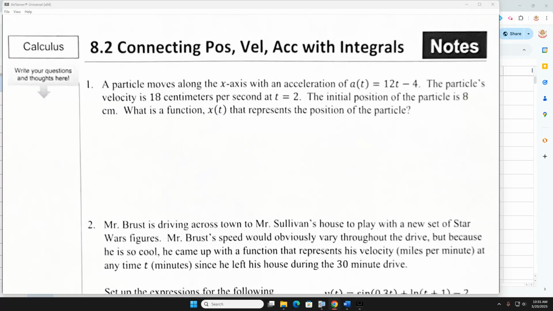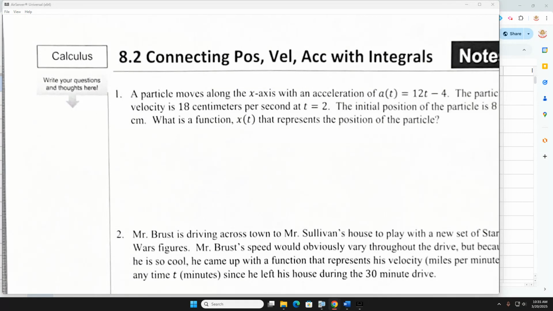All right, so topic 8.2 is on connecting the position, velocity, and acceleration with integrals. Over on the side, the position function can be written three ways. One way is using s of t. However, a lot of times there's a particle moving on the x-axis, and they'll call it x of t. A particle moving on the y-axis, they'll call it y of t. You probably remember that from before.